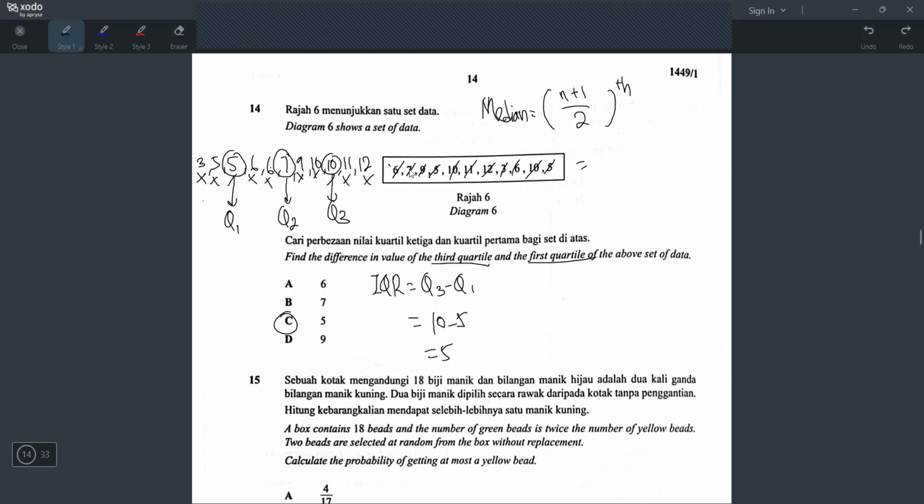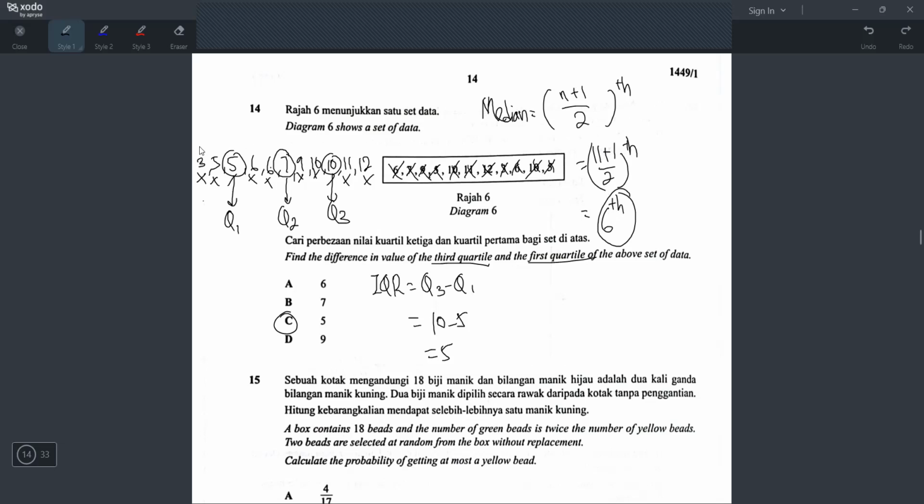So how many people are here? 1, 2, 3, 4, 5, 6, 7, 8, 9, 10, 11. So if you use this formula, we will get 11 plus 1 divided by 2. But this is the kedudukan, the position. So 11 plus 1 is 12. 12 divided by 2 is 6. But I repeat one more time, 6 is not the answer. It's the position of the data. So the median will be at the 6th position.